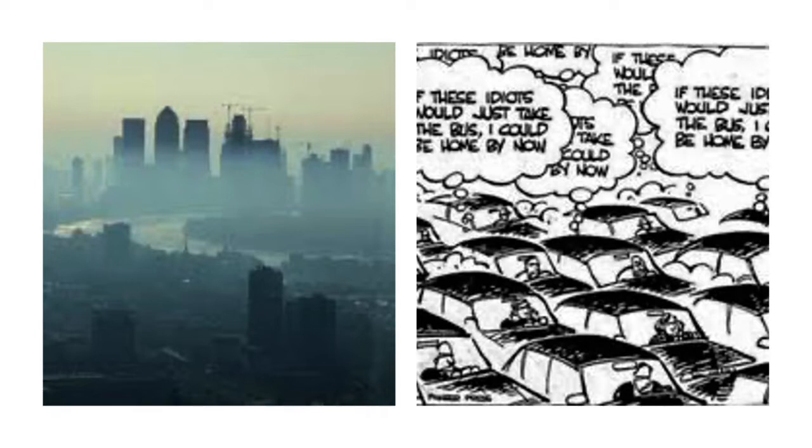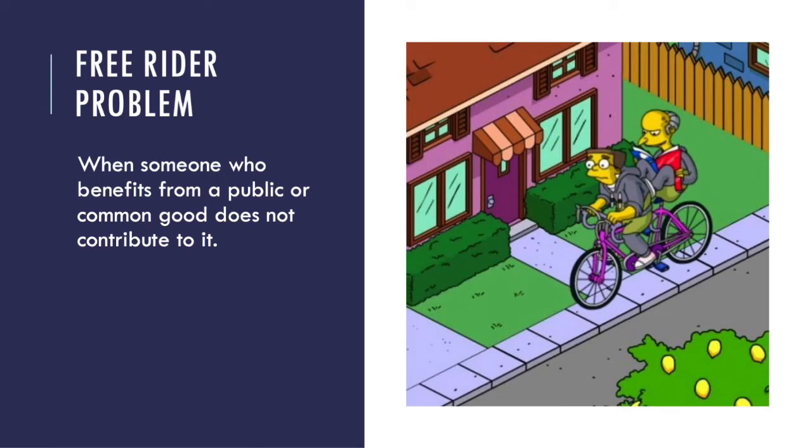Everyone would benefit if they took public transportation. They would get places faster and have cleaner air, but no one wants to take the bus. This is called the free rider problem, when you can benefit from a public good, like a clean kitchen or clean air, but if you don't have to contribute to the outcome, you have an incentive to let other people pay while you still reap the benefits.